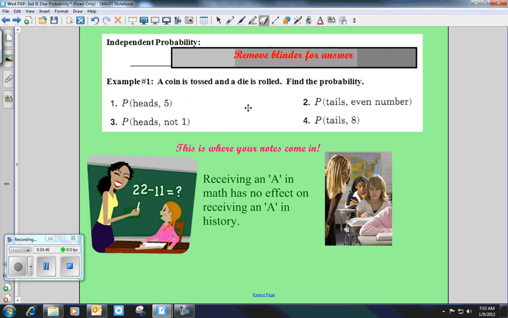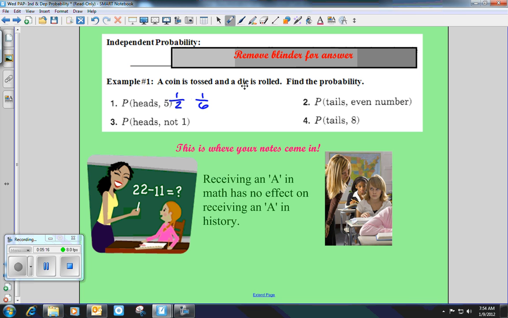All right, so for example, if you're tossing a coin and rolling a dice, these are independent events. What you toss on the coin has nothing to do with what you're going to roll on the dice. So tossing a coin to get heads, that's a 1 in 2 chance. We've already talked about some of this in class. It's a 1 in 2 chance you'll get heads. And when you roll a dice, there's a 1 in 6 chance you will roll a 5.